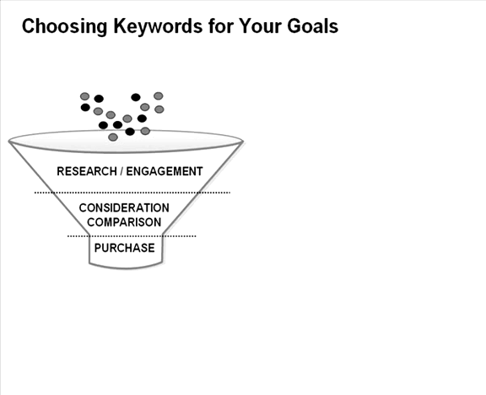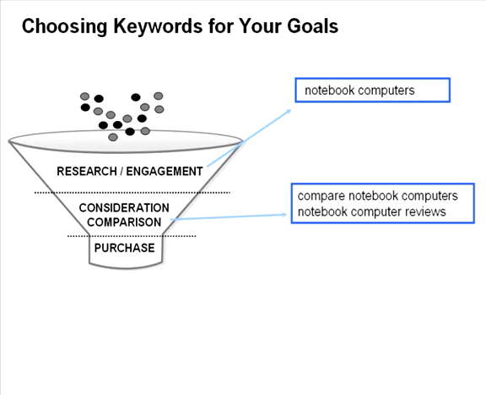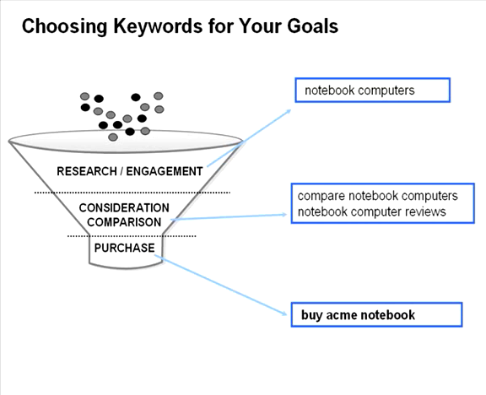So at the very top, research and engagement, you might choose a keyword like notebook computers. So this is someone who's just searching around, just thinking about what they might want to buy, different brands possibly. At the consideration comparison stage, they're actually looking for reviews. They're looking for more information on what the best computer is, comparing different brands before they make a decision. And finally, for users ready to purchase, they might actually include the brand in their keyword query. So in this example, buy Acme notebook, this person knows exactly what they're looking for, and you want to capture that user.